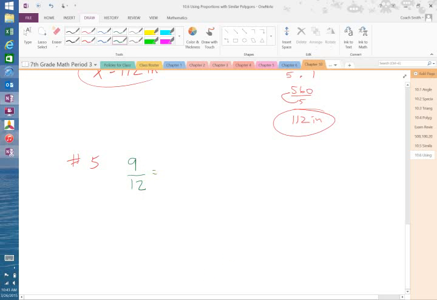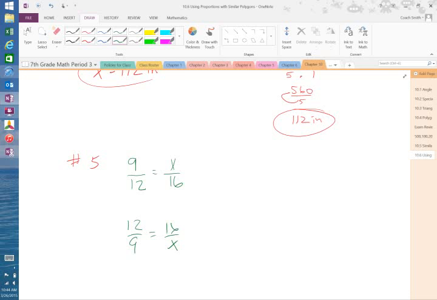Start backing up. We're not done. Okay, that's how you set up your proportion. It could be that way, or it could be that way. Okay, you solve their proportion.